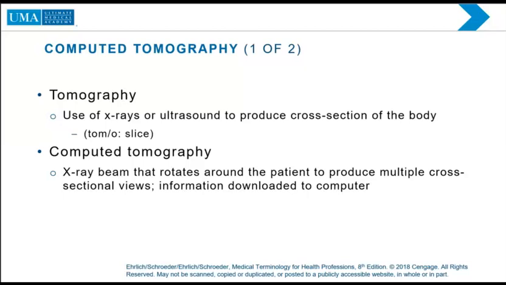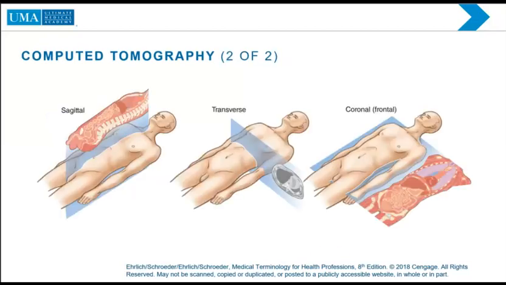Tomography is the use of X-rays or ultrasound to produce cross-sections of the body. Computed tomography is an X-ray beam that rotates around the patient to produce multiple cross-sectional views. Here you see a diagram of a computed tomography, which is also referred to as a CT.